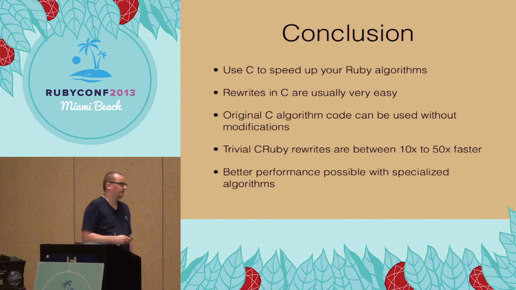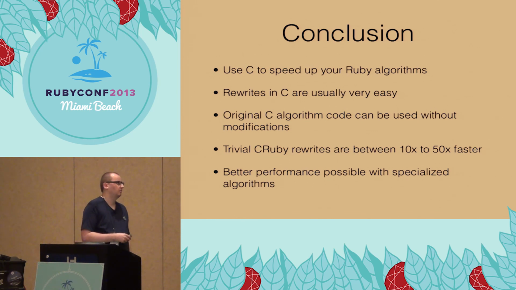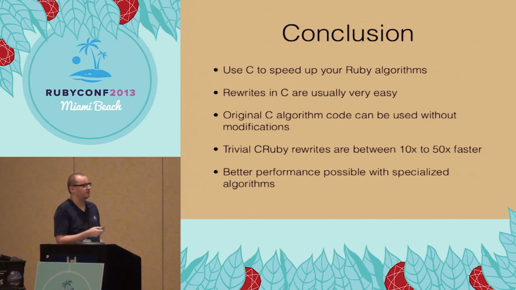If you do some trivial CRuby rewrites, like Fibonacci or prime, you're going to immediately get a 10x to 50x performance bump. And if you want better performance, you can look at people who are doing high performance, high frequency trading, right? There are other tricks that you can use, but just with a simple rewrite of your crucial algorithms in C, you can get a 10 to 50 times performance bump.